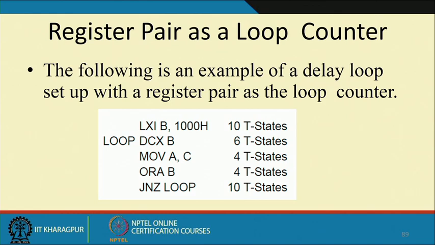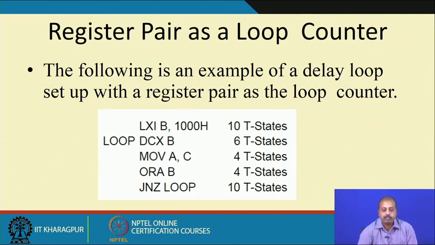If we want more delay, then one way out is to use a register pair as a loop counter. So, let us look into the other program that we have taken as an example, where first LXI B 1000 hex. The BC register pair is loaded with 1000 hex, then DCX B, MOV A comma C, ORA B and JNZ loop. If you consult the manual, this LXI B instruction takes 10 T states, DCX takes 6 T states, MOV A comma C 4 T states, ORA 4 T states, and JNZ 10 T states. Of course, with the exception that for the last iteration JNZ will take 7 T states.